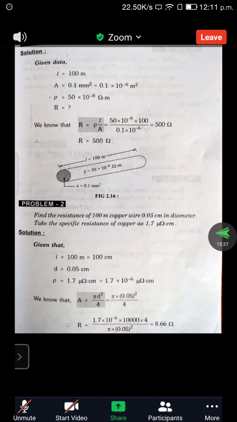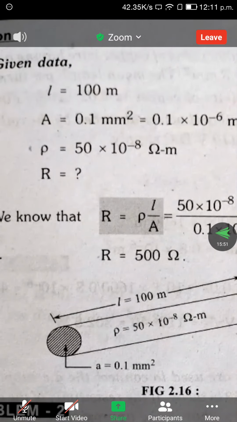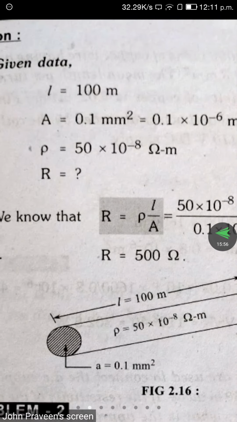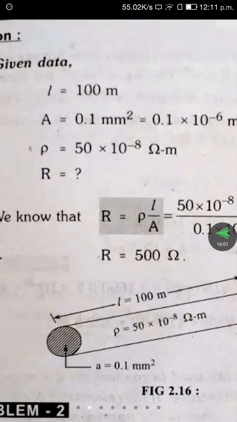So we need to convert millimeters to meters. That is multiplied by 10 to the power of minus 3. Therefore A is equal to 0.1 into 10 to the power of minus 6 meter square. Millimeters to meters, square, is 10 to the power of minus 6. You should remember those things. So the area we are getting is 0.1 into 10 to the power of minus 6 meter square.